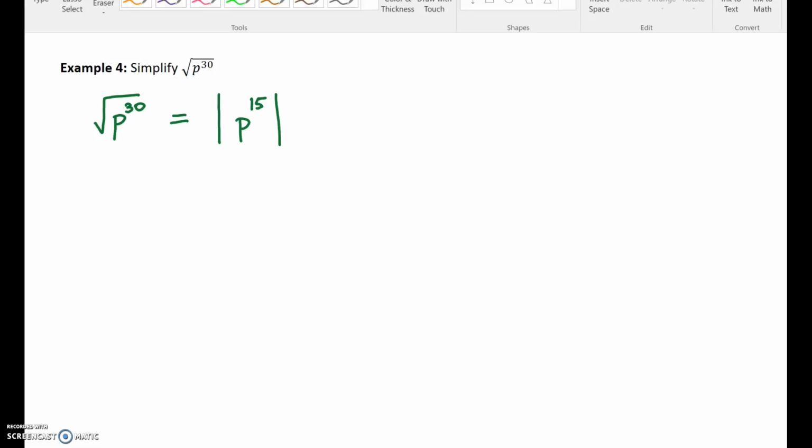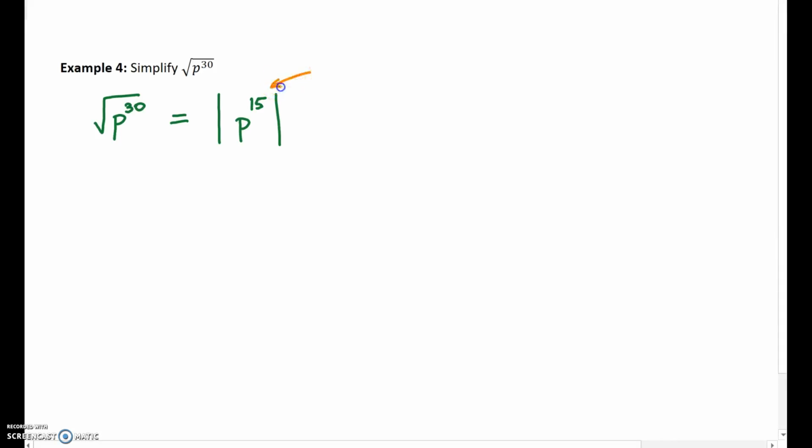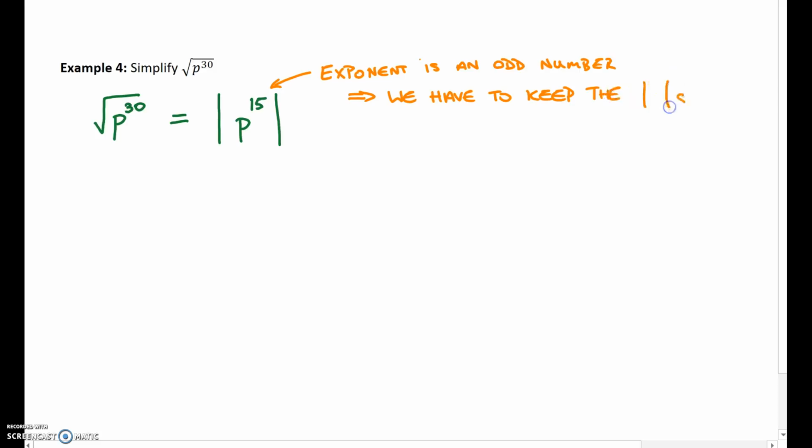Now this time the exponent is odd. Okay, the exponent is an odd number, and therefore we have to retain the absolute value signs. Okay, so your answer is the absolute value of p to the 15.